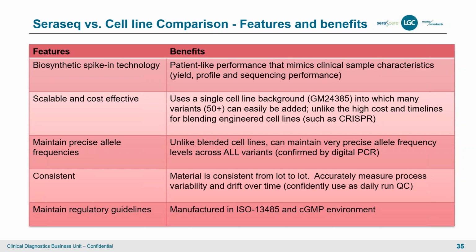One of the things we spend a lot of time on, the first feature here, is the biosynthetic spike-in, to make sure that you get patient-like performance from this product. That is very critical. That mimics your patient sample. And obviously, we talked about the cost-effectiveness of these materials compared to CRISPR. You're able to precisely maintain the allele frequency in the product. It's consistent. You don't have to worry about these things. These are consistent from lot to lot, and that's what we do. And we manufacture these in an ISO 13485 environment.